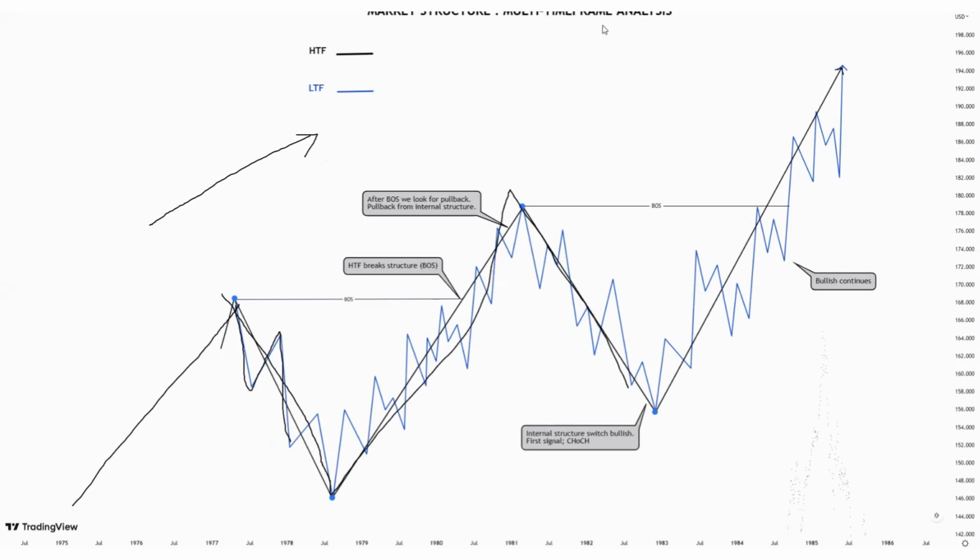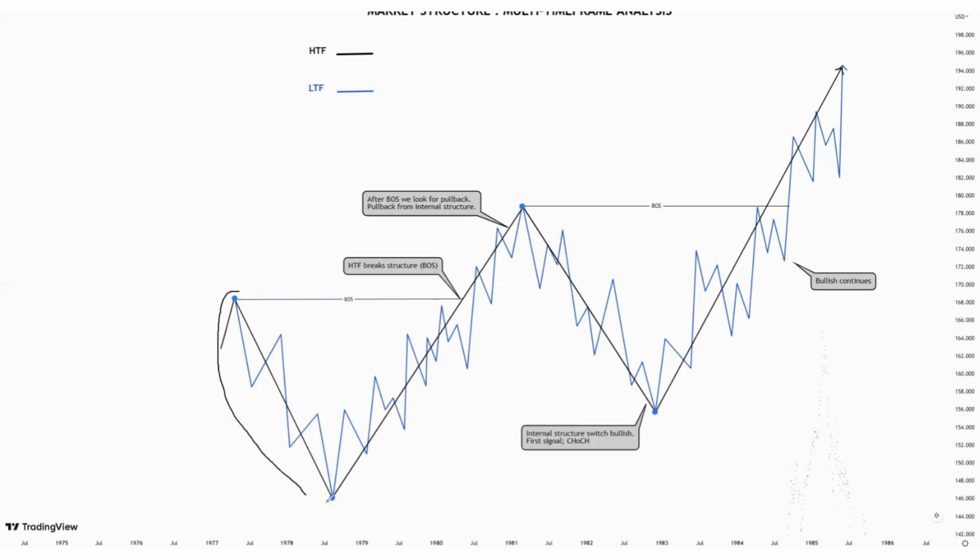But during this pullback, internal structure is having a trend, so this is a trend internally, and the trend is bearish. As much as the overall trend is bullish, here the trend is bearish internally, in this portion here. Then from there, internal structure switches bullish, right? So now both internal structure and external structure, they are what?